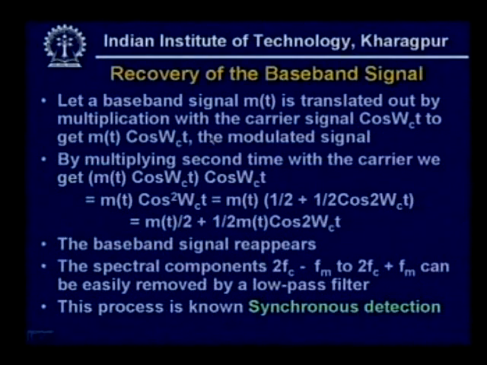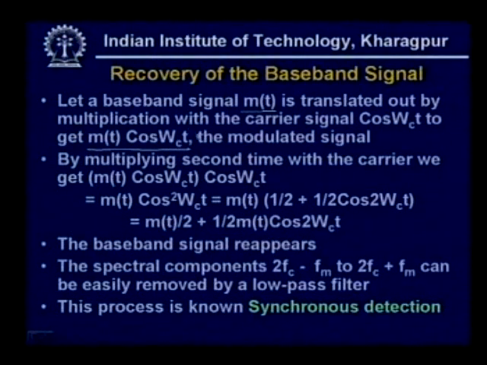One approach is by multiplying the signal a second time. As you can see, let the baseband signal be m(t), and after multiplication with the carrier, the signal is now converted to m(t) cos ωct, where ωc is 2π fc. So, we see this is the modulated signal. m(t) cos ωct is the modulated signal that is being transmitted.